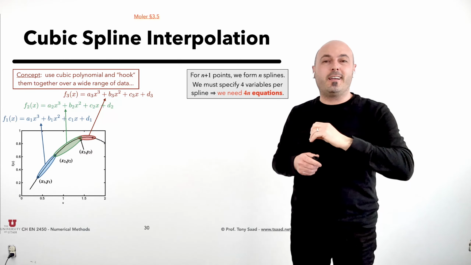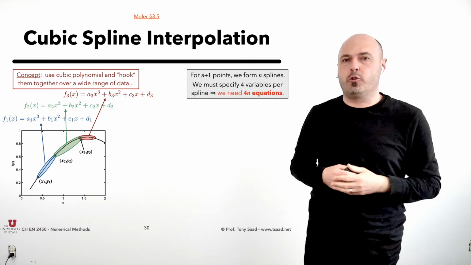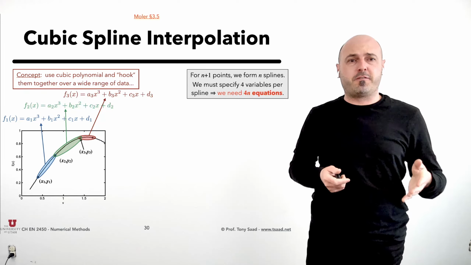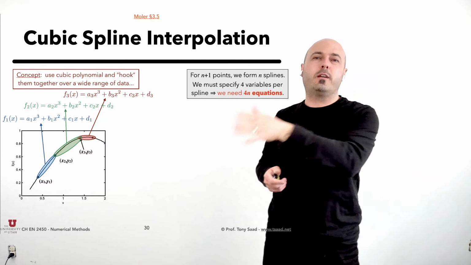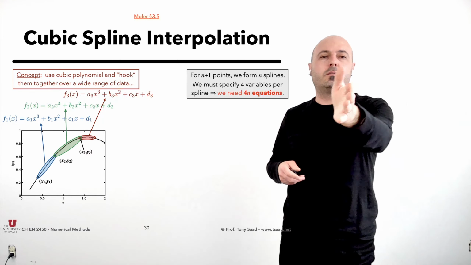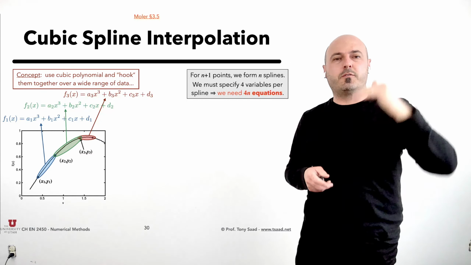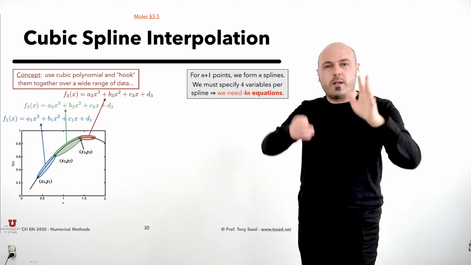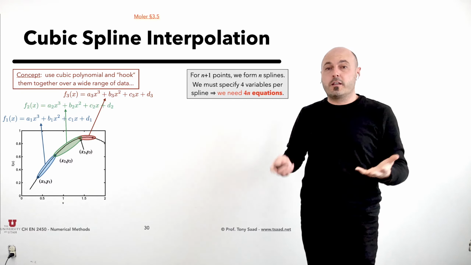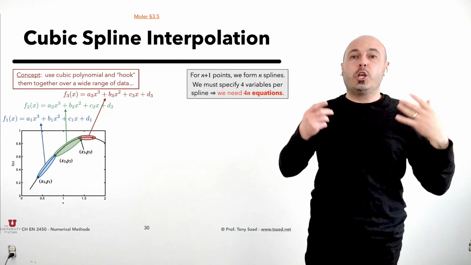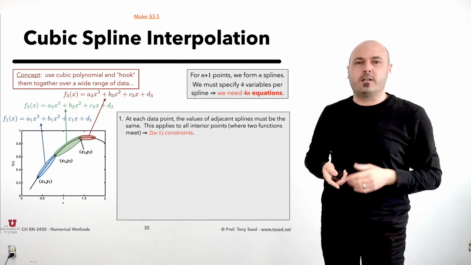Now, for each spline, you have 4 unknowns. Why? Because the spline, by definition, is a cubic polynomial, and a cubic polynomial has 4 unknown coefficients. So A0, A1, A2, A3, or in this case, A1, B1, C1, and D1, and so on, A, B, C, D for each one of those. So we have 3 splines over here. In total, you have 4 times n unknowns. Therefore, you need 4 times n equations or constraints to be able to solve for all of those unknowns.